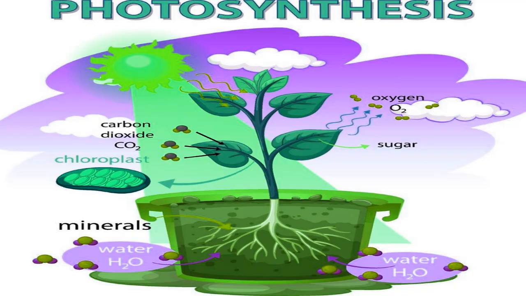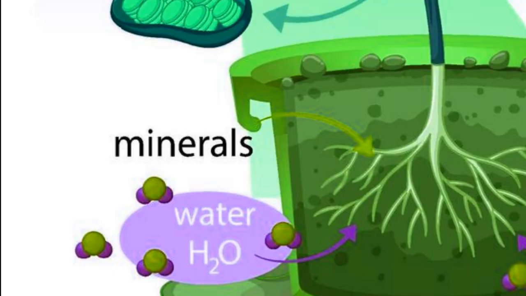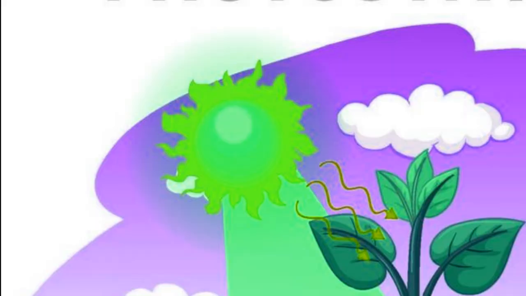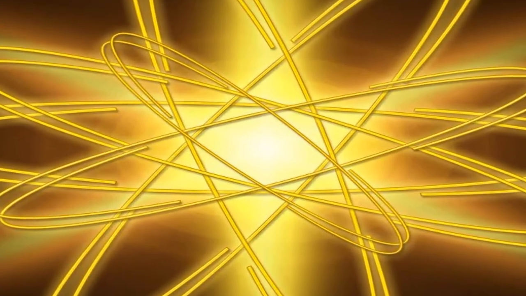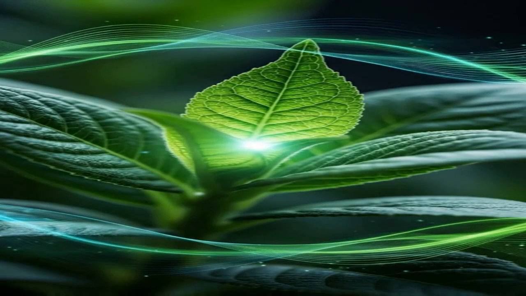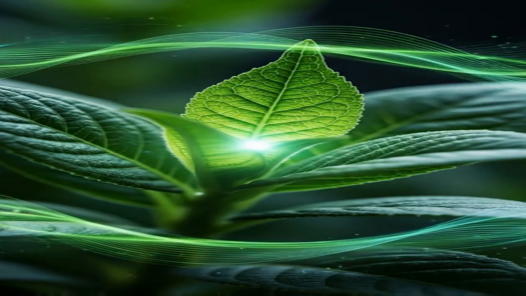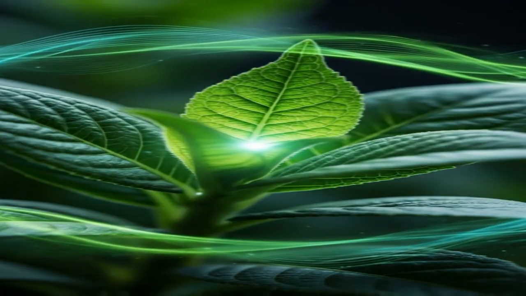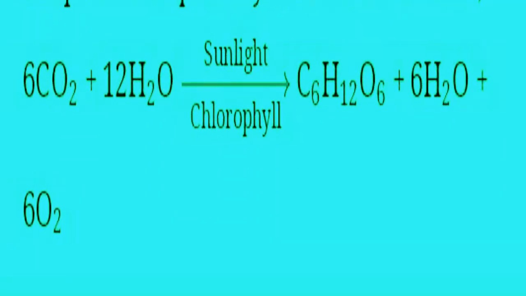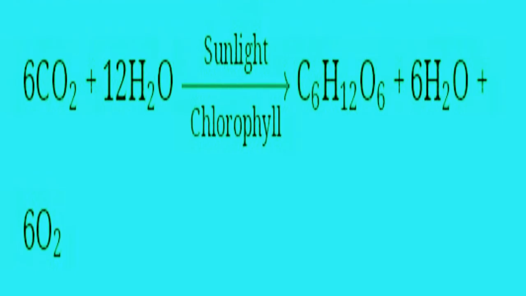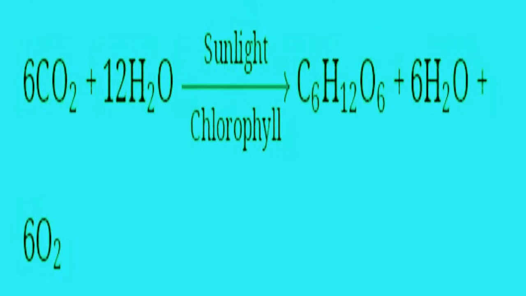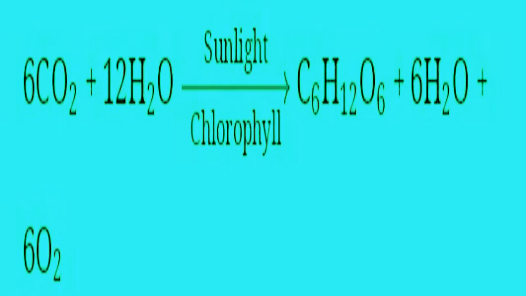It is the process where plants use carbon dioxide and water in the presence of sunlight to make glucose and release oxygen. Simply, photosynthesis is how plants convert light energy into chemical energy. The chemical equation of photosynthesis: here carbon dioxide and water are transformed into glucose, water and oxygen.